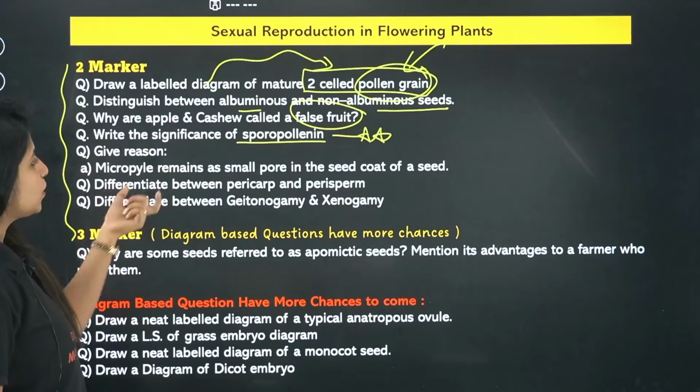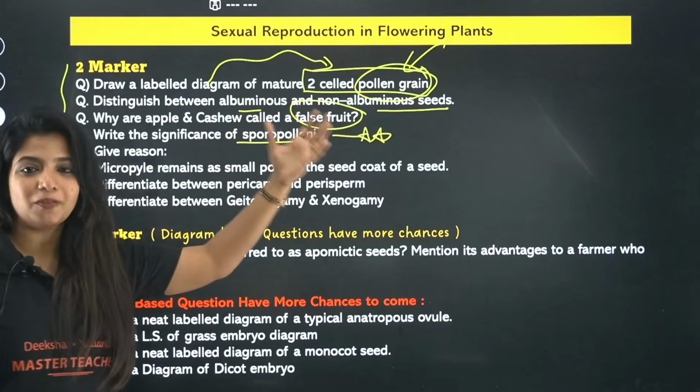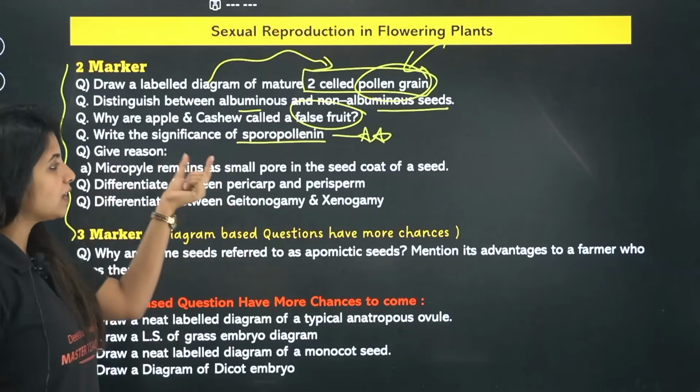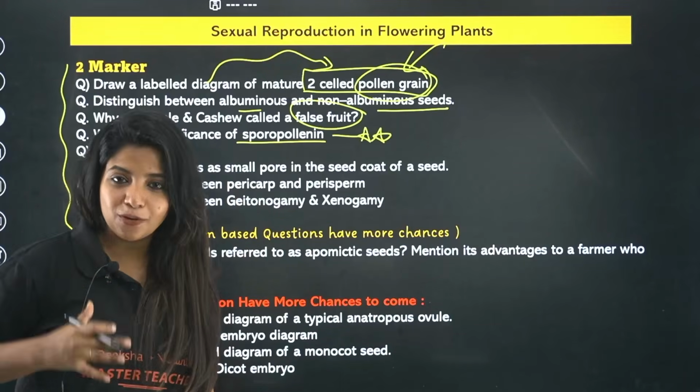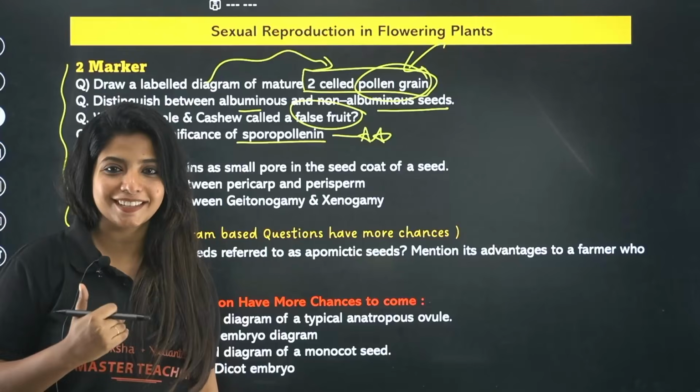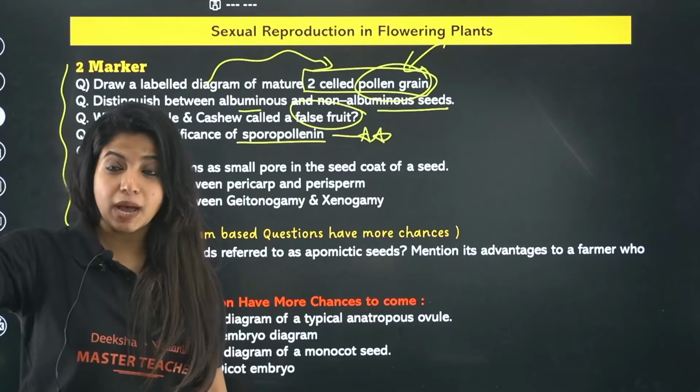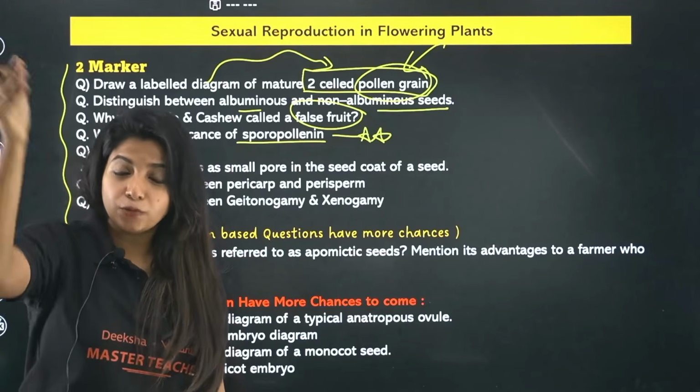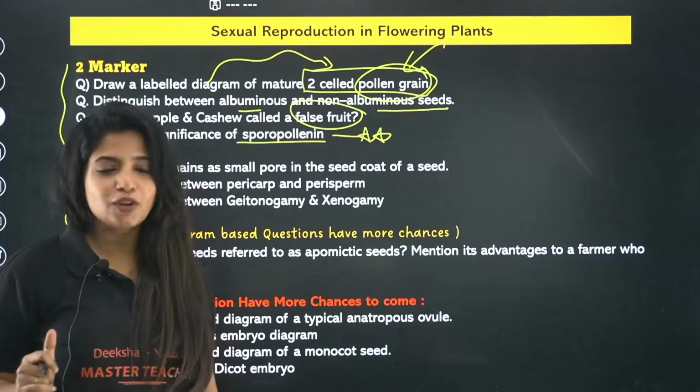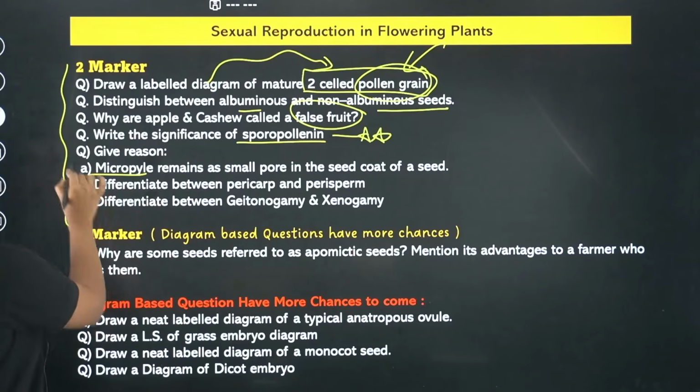And now, give reason: micropyle remains as a small pore in the seed coat of the seed. Why do we have micropyle as a small pore in the seed coat? For exchange of water as well as gases for respiration. You know, the seed is waiting for the germination process to happen. For that, you need some space so that water could get in. Otherwise, germination is not going to happen. So that's why you have micropyle.